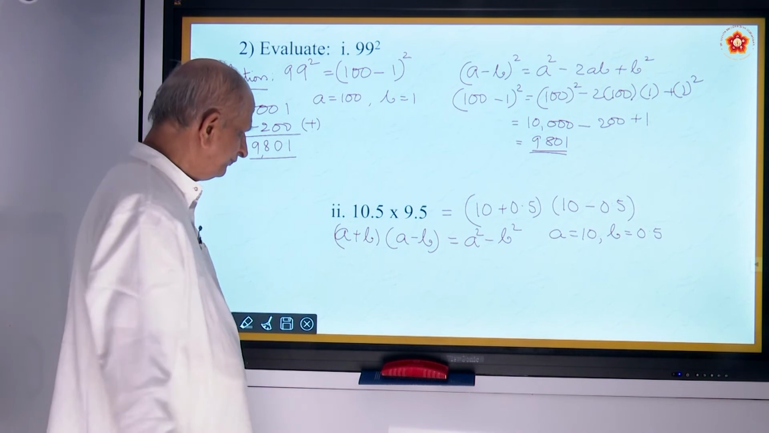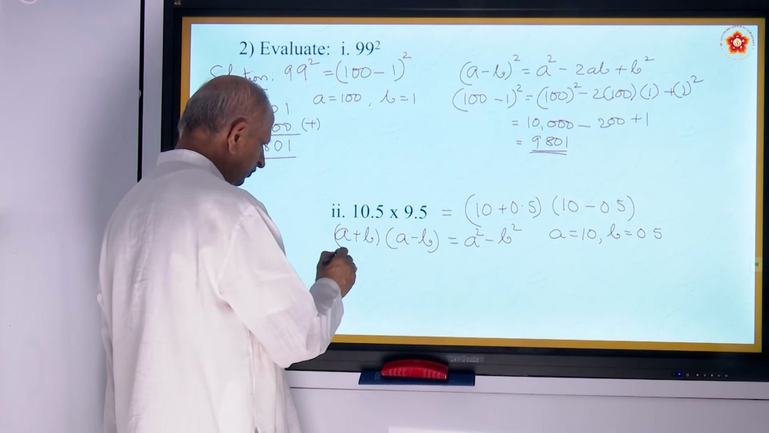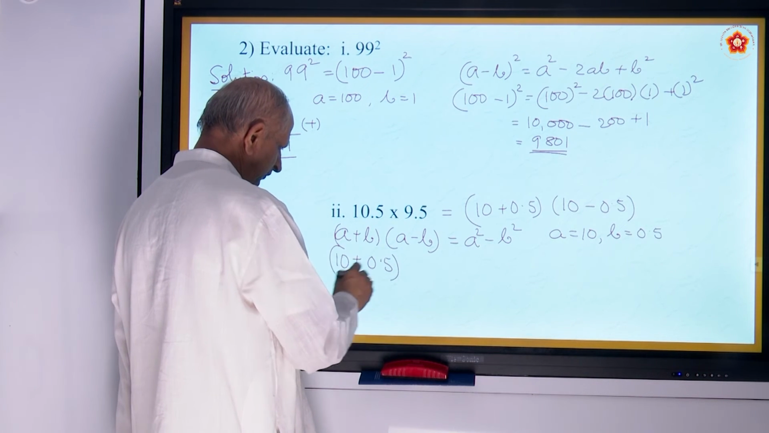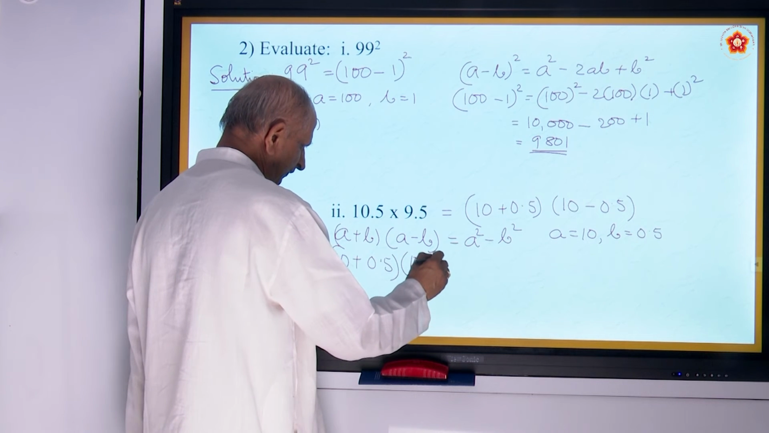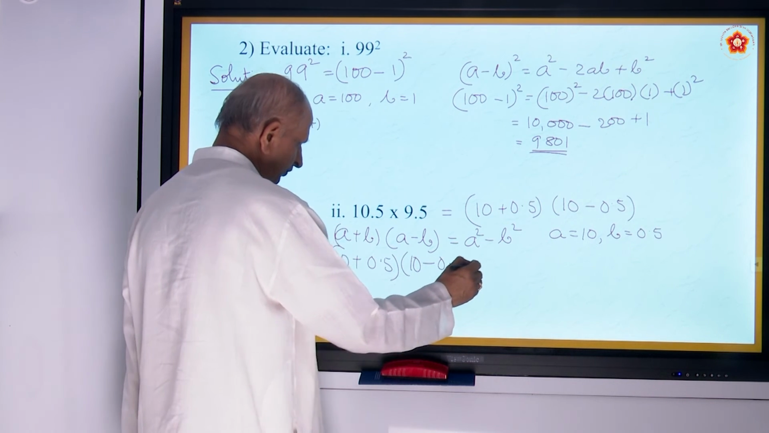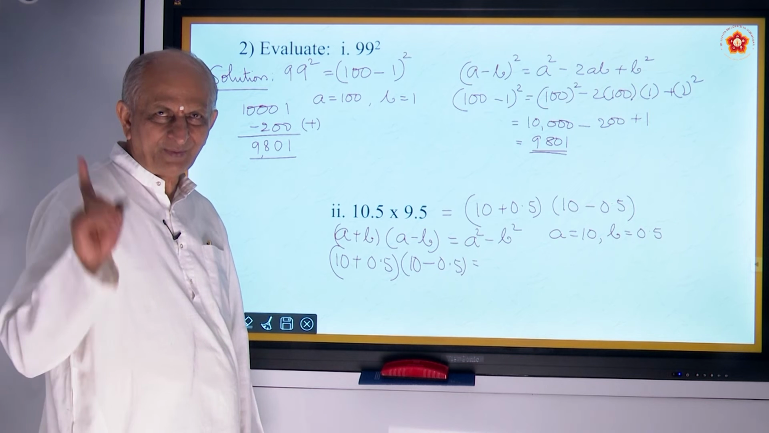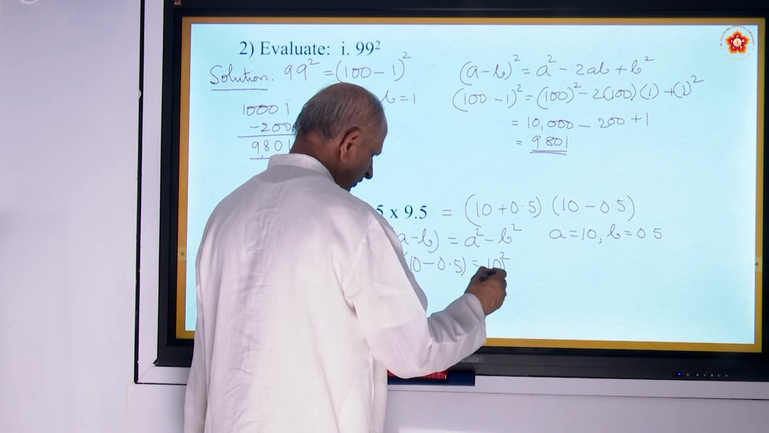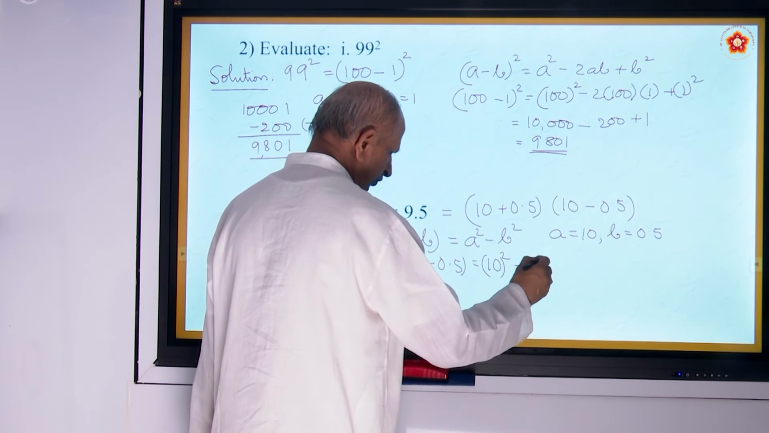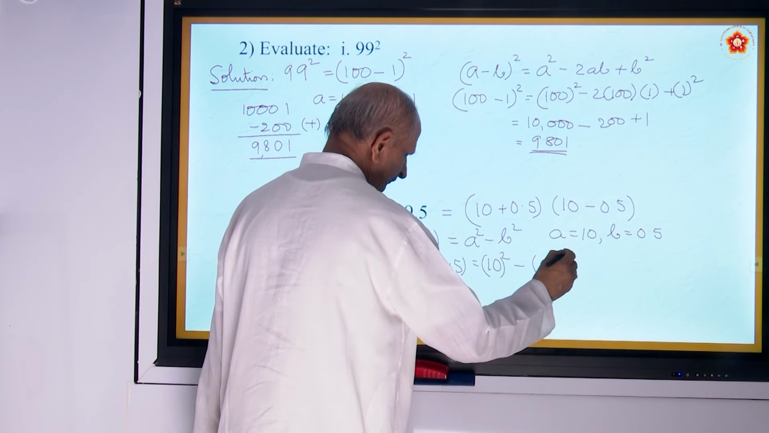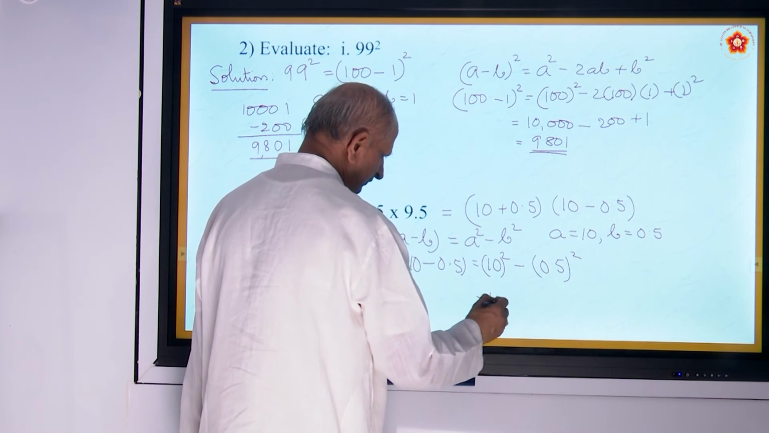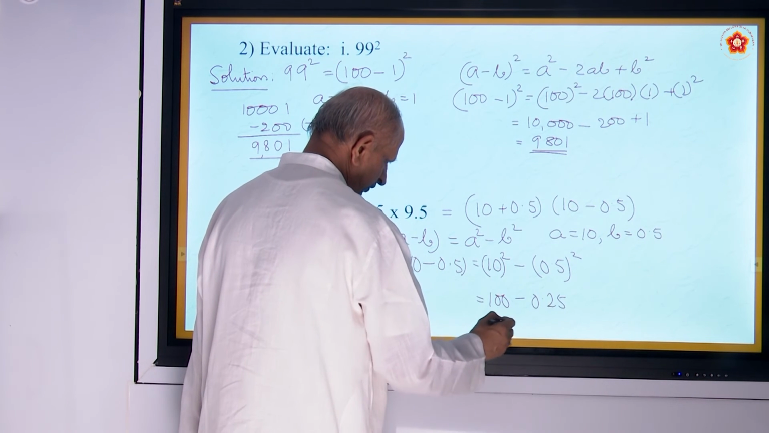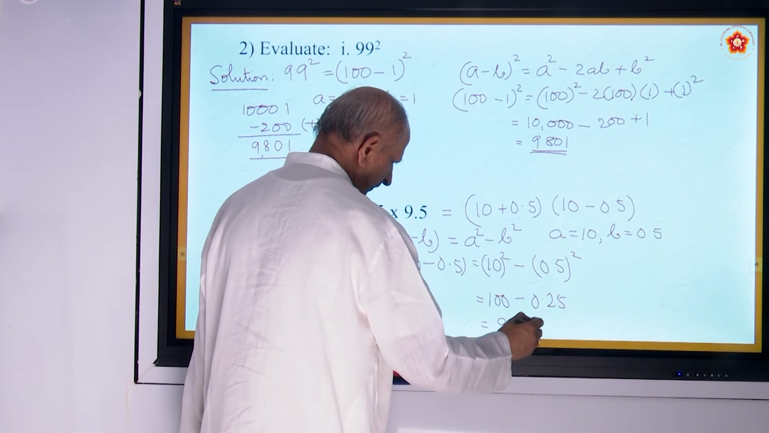Understood? So, 10 plus 0.5, 10 minus 0.5 is equal to only one step. What is the step? 10 square minus 0.5 square. 10 square is 100. This is 0.25. If you subtract, you get 99.75.